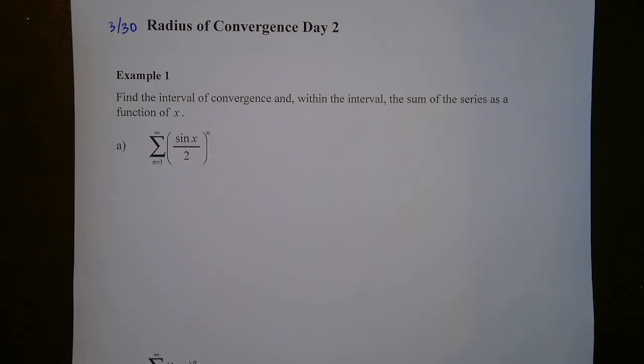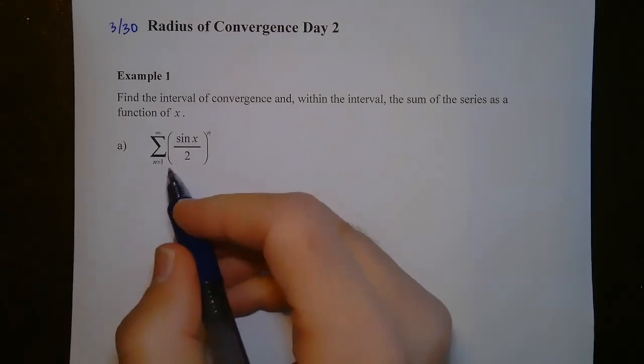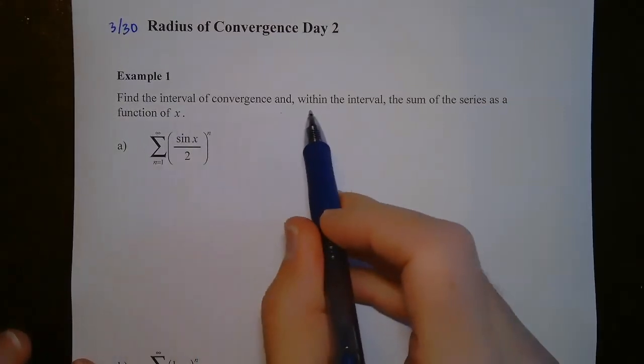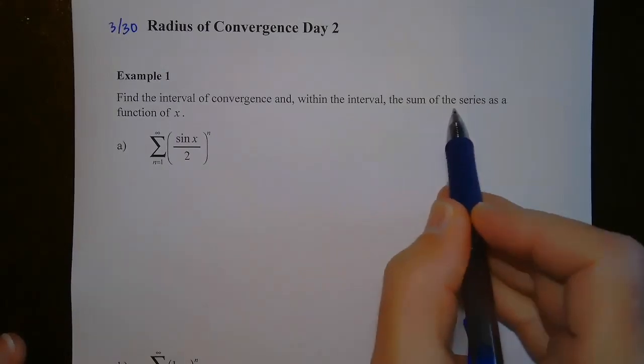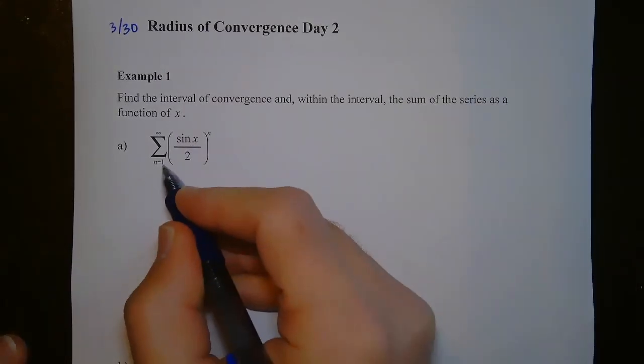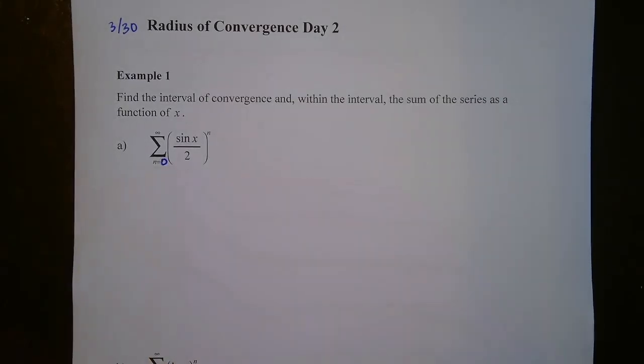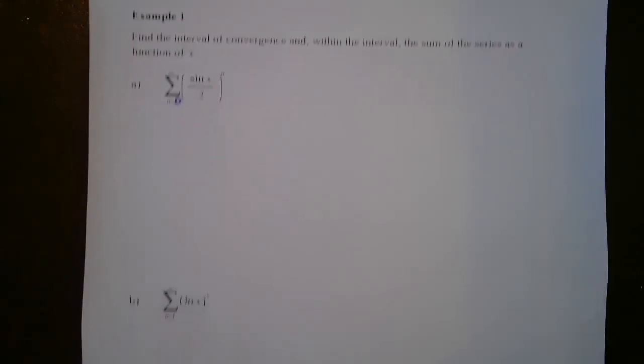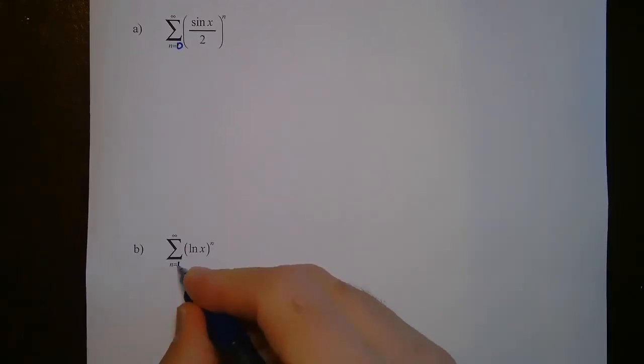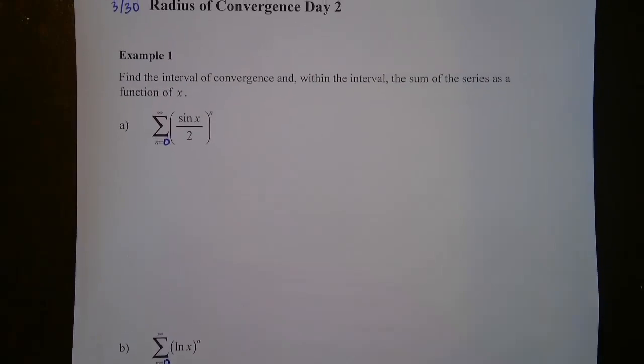One quick thing I need to do is make a correction on the problem here. Find the interval of convergence, and within the interval, the sum of the series as a function of x. I need to switch this from n equals 1 to n equals 0, and I need to do that on part B too. So down here in part B, let's just switch this to n equals 0. All right, so back to this.